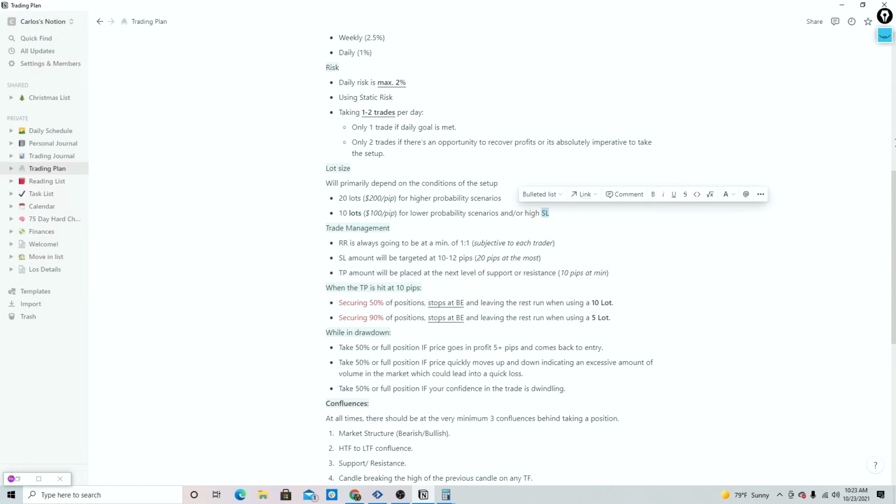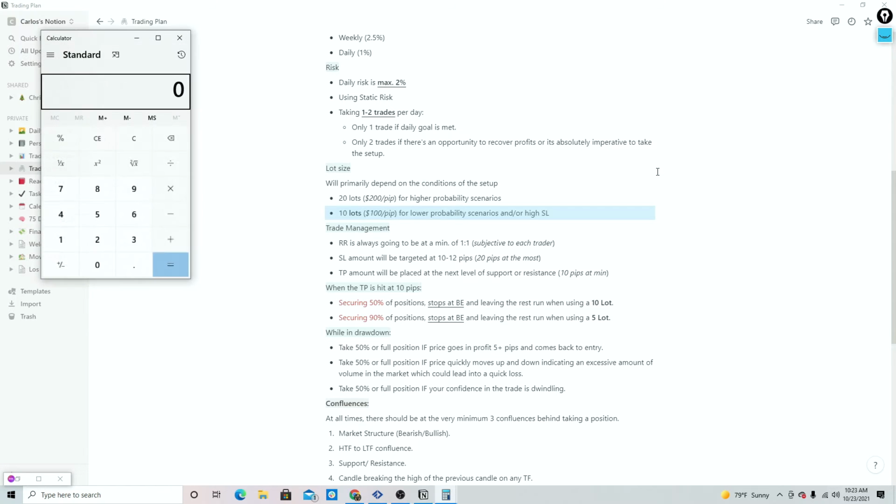So if I have a bigger stop loss than I want, for example, maybe a 20, 25 plus stop loss, I'm gonna go at half risk. For example, if I'm using 10 lots, right? Say 200,000 times 1%, right? 1% is 2,000, right?